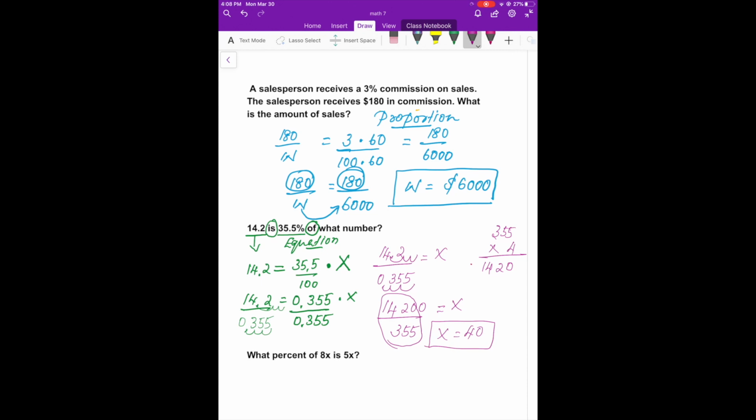35.5% of 40. So you need to look back and see if that makes sense, because 35.5% means more than 30%. If I took 30% of 40, 10% of 40 is 4, so 30% is going to be 12. Yes, it is more than 12 and it is less than 16. So that makes sense. x is equal to 40.